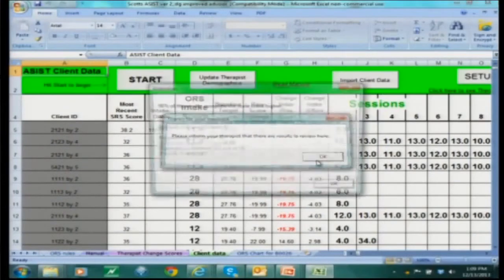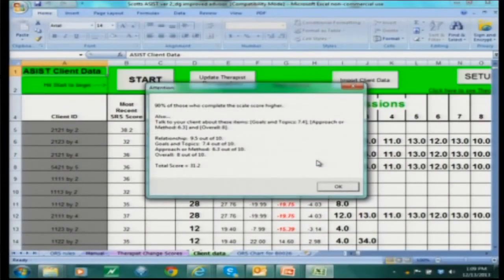Now, Bob gave on the form, let's just total this up here and look at the graph. Bob gave a score of 31.2. And if you look at the computer screen, it says 90% of those who complete this scale score higher. I'm hoping that sort of does the same thing as taking you by the shoulders as a clinician and giving you a good shake. It's basically saying, this really is important to pay attention to.